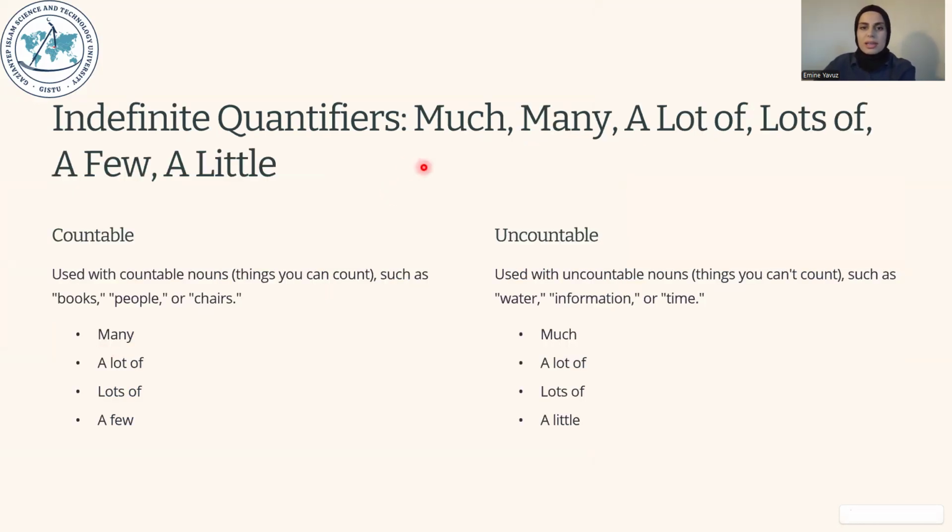Indefinite quantifiers are like much, many, a lot of, lots of, a few, a little. With countable nouns, we use many, a lot of, lots of, and a few. And with uncountable nouns, we generally use much, a lot of, lots of, a little. When we say countable nouns, we talk about the nouns that can be plural or that can be said as 1, 2, or 3. Books, people, chairs are examples of countable nouns. And uncountable nouns are things you cannot count, such as water, information, time, money, etc.